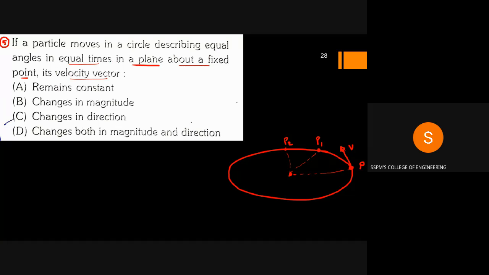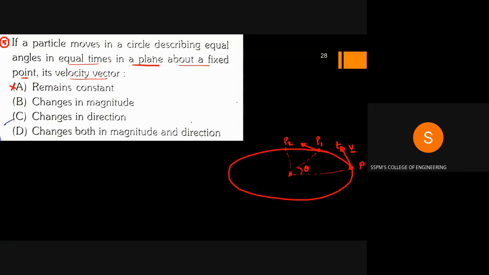Equal angle in equal time in a plane about a fixed point. Suppose this is the angle theta. It takes the time t. Then its velocity vector, does it remain constant? The velocity vector cannot remain constant, because even if the velocity magnitude is constant, its direction will still change. You can see here the change in direction. So the first option is wrong: the velocity vector cannot remain constant.